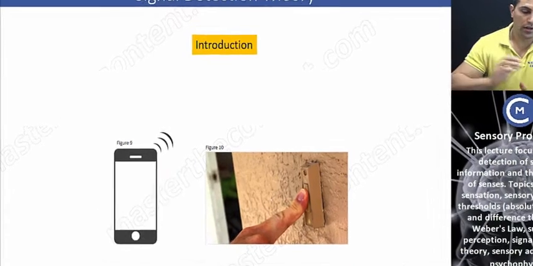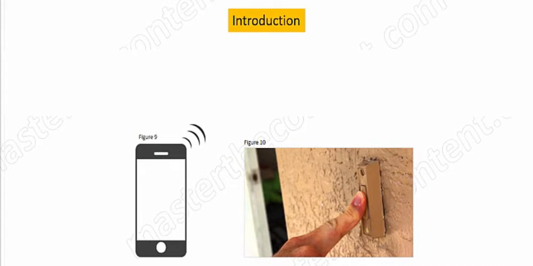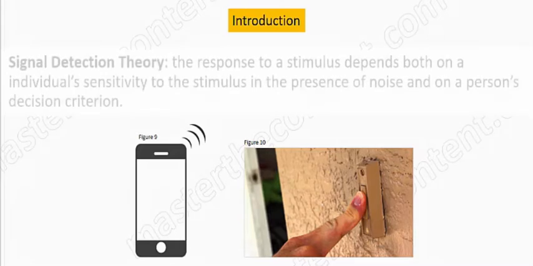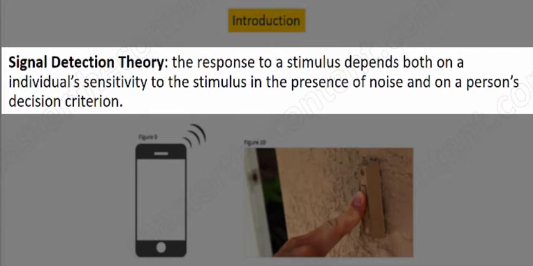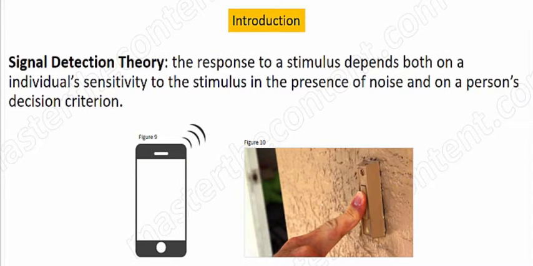If we take a look here now at figure 9, have you ever missed a phone call simply because you did not hear it, or heard the doorbell ring only to realize in actuality that it didn't? This is best explained by signal detection theory, which states that the response to a stimulus depends both on an individual's sensitivity to the stimulus in the presence of noise and on a person's decision criterion. Now, that being our experiences, expectations, motivations, alertness, and costs and gains of being correct or incorrect.